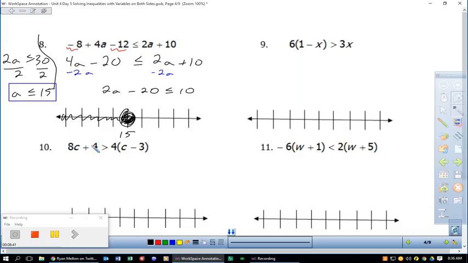Okay, number 9, we need to first distribute. Minus 6x is greater than 3x. Okay. Now, I said I'm always going to move it to the left. This might be a time when you might want to try moving it to the right. Okay, so let's move it left to right. Add 6x.